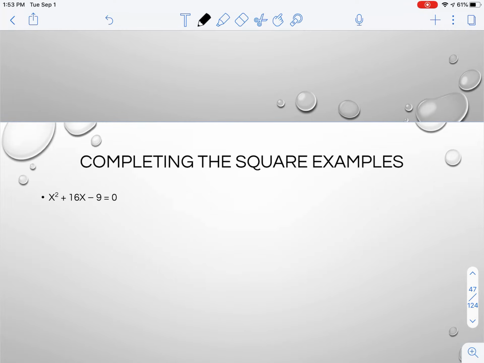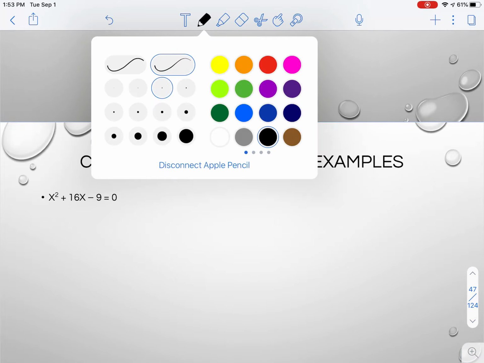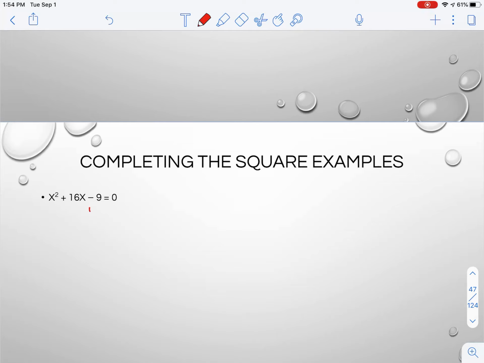First one. So step 1, we're going to move our c term over. So we're going to add 9 to both sides. Now, I left a little gap here. That's where I'm going to add my b divided by 2 squared.